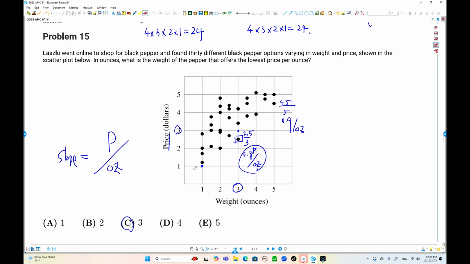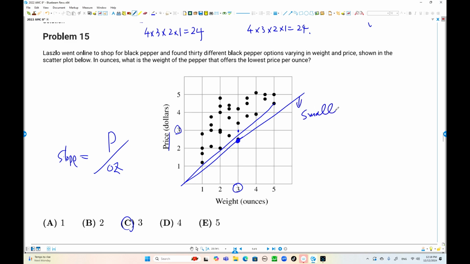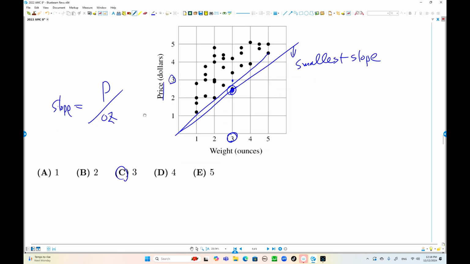Where's the slope? Which one has the lowest slope? Slope is now the price per ounce. Which one? To make it, this one is what? Here, right? So this is what? Slope is smallest slope, okay? This one is the smallest slope. So this one, okay? So the 3 ounce paper, it chips one, okay?